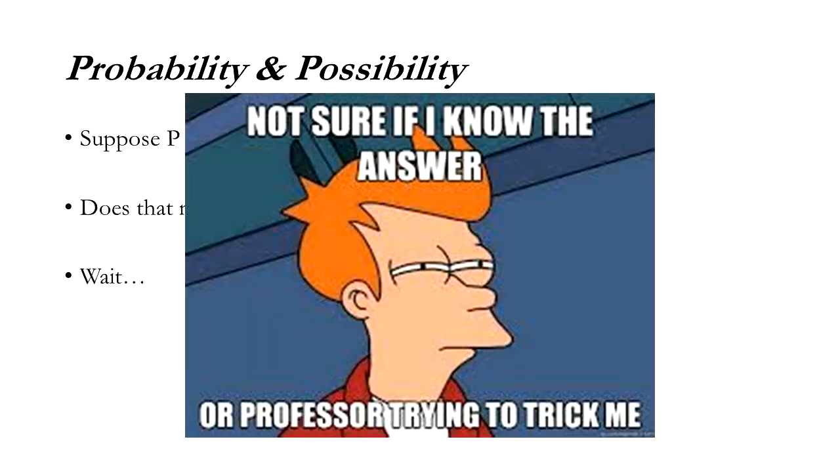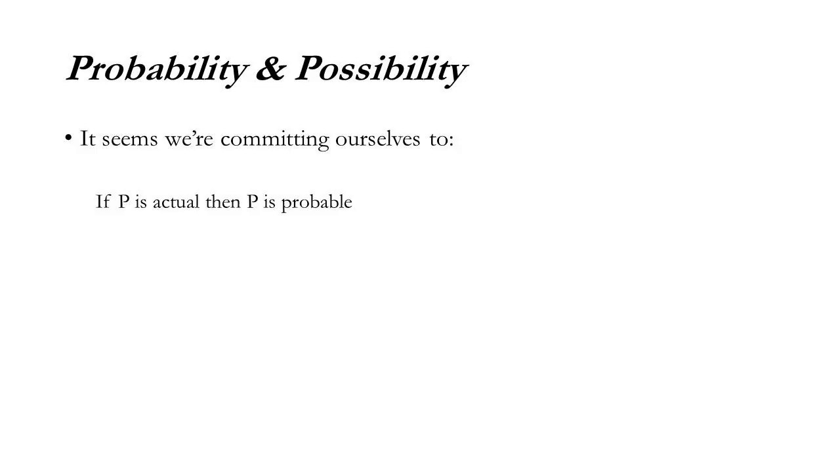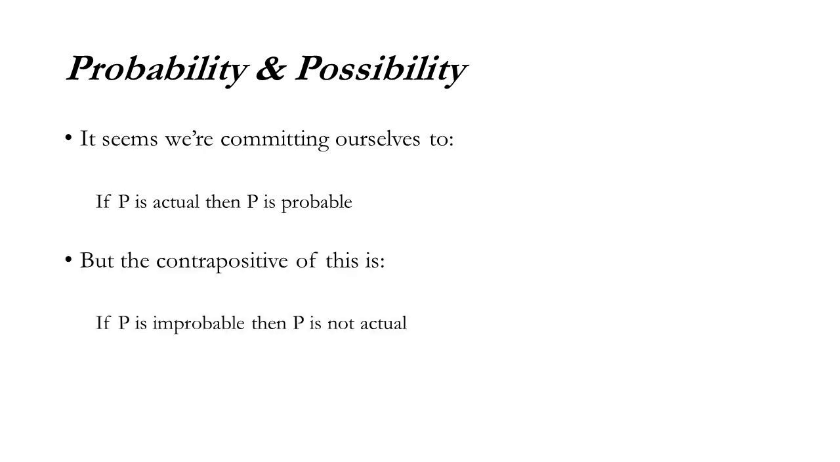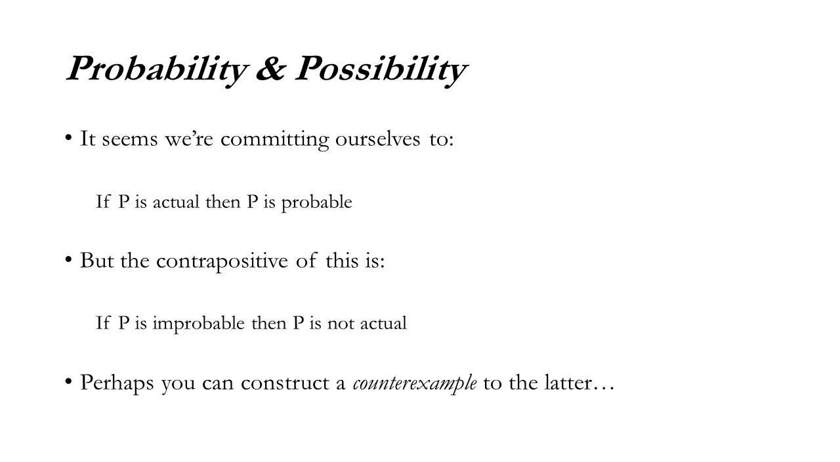But wait. If we say if P is actual, then P is probable, we're committed to this. But if we use our contraposition test, then we're also committed to if P is improbable, then P is not actual. Now, I think it'd be worthwhile for you to spend a moment to try to construct a counterexample to this before moving on. Just think about it. If something is improbable, does that mean it can't happen?